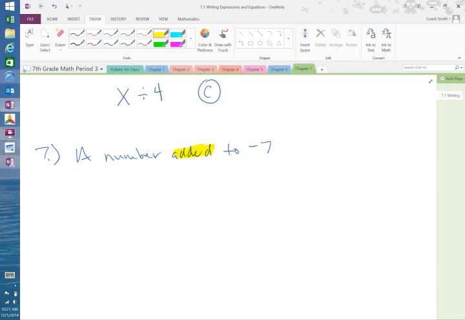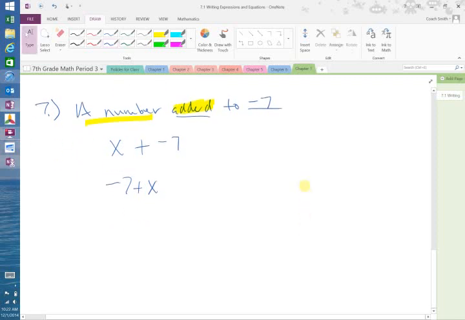The directions tell us what variable to use: x. So a number, which would be x, added, which would be plus -7. Now, remember, because of the commutative property of addition, this problem is exactly the same. Those two answers would be exactly the same. They're equivalent, so this is correct. I don't care which way you put it. I tend to go in order just like it is in the sentence, provided that's the correct way to do it. That leads me to my next point.